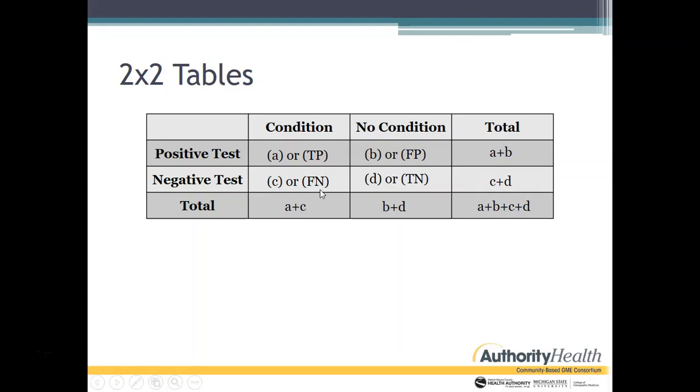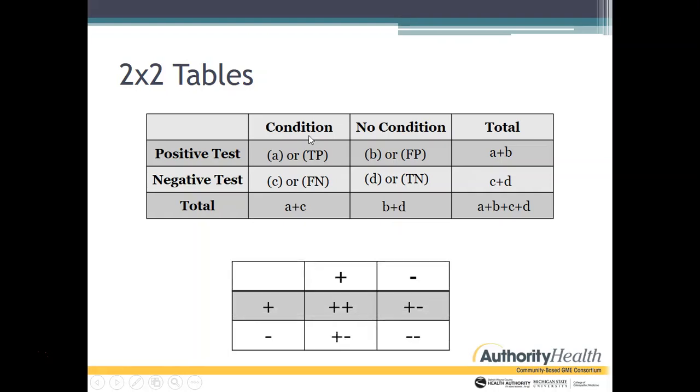So I just wanted to go over the 2x2 table again. I always think of it this way: condition, no condition, positive, negative. Of course, I'm a math geek, so I think of it as true positives make a positive, true negatives make a positive. So these are your true things. These are your true positives and true negatives. And then these are obviously your false.